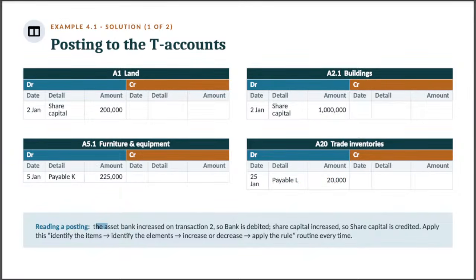So, reading a posting: the asset bank increased on transaction 2, so bank is debited. The share capital increased, so share capital is credited. Apply this: identify the items, identify the elements, increase or decrease, apply the rule. Routine every time. So if that makes any sense in reading the posting, you can kind of see here how this happened.